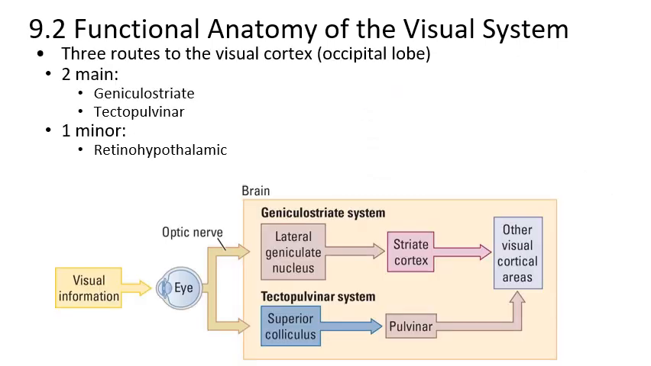So after the optic chiasm, there are three routes to the occipital lobe, or the visual cortex. There are two main ones and one minor. I'm going to talk mostly about these two main pathways. I'm actually not going to talk about the minor one at all, just for the sake of simplicity, but I'll go into a little more detail about the two main systems.